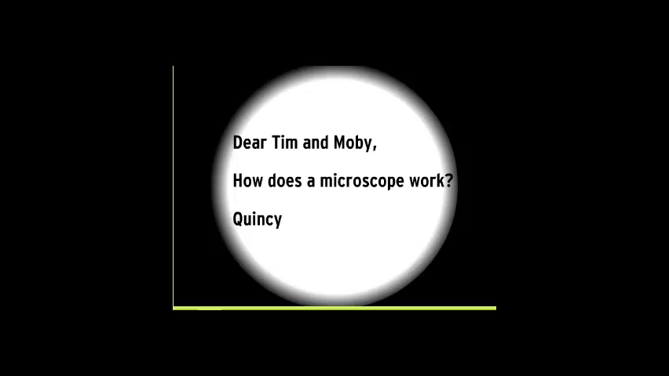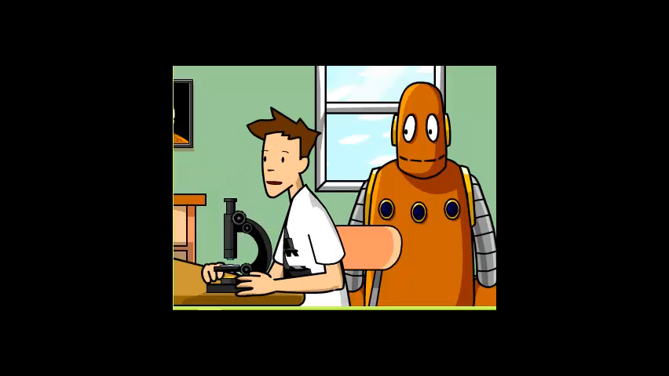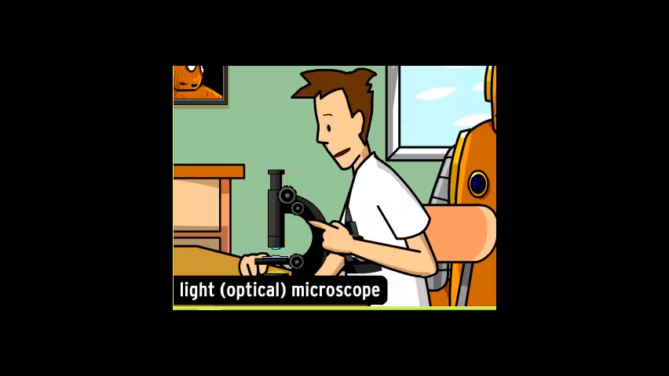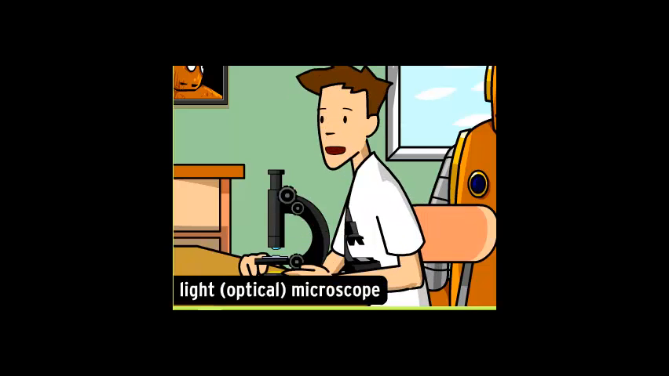Oh, dear Tim and Moby. How does a microscope work? From Quincy. Well, there are lots of different kinds of microscopes. The most common are light or optical microscopes, like this one. It uses visible light and 1 or more lenses to magnify very small objects.